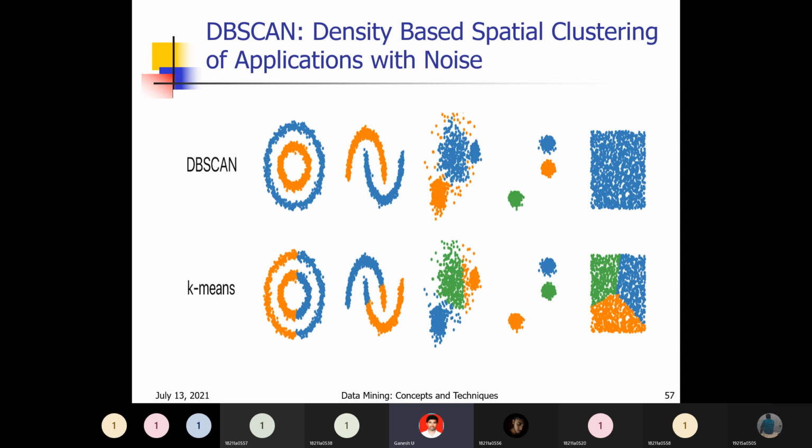See here, the main advantage of the DBSCAN algorithm is that it allows arbitrary shapes. It allows nested clusters also. See here, this is one cluster, and outside this is another cluster. We can represent that in DBSCAN. It has advantages over k-means, because in k-means we cannot divide like this, with one cluster inside another cluster.